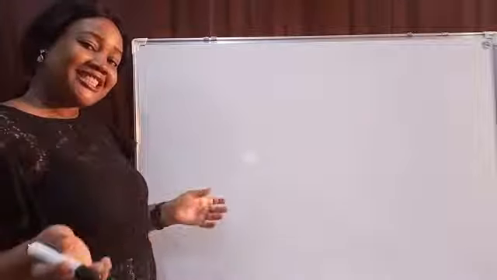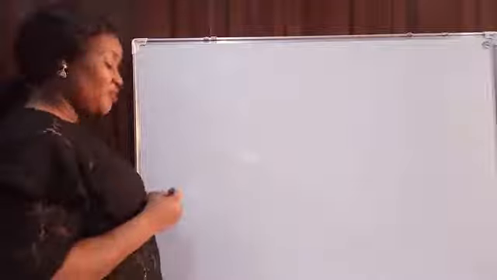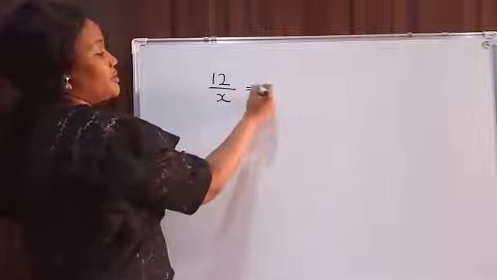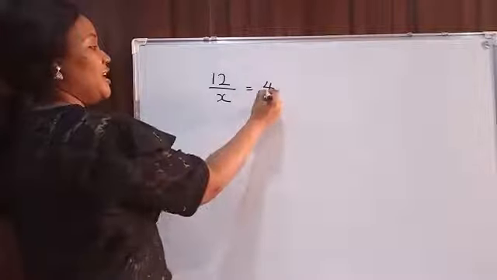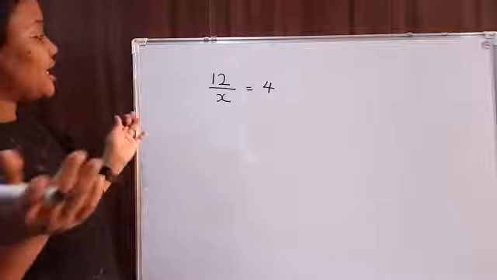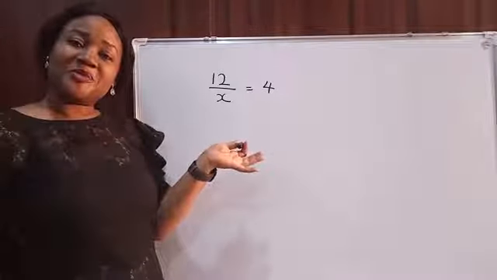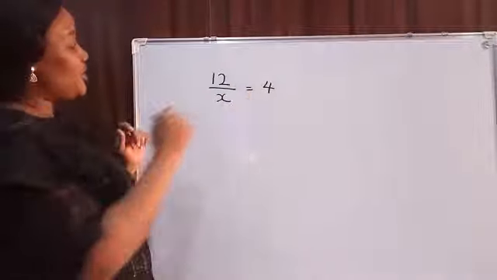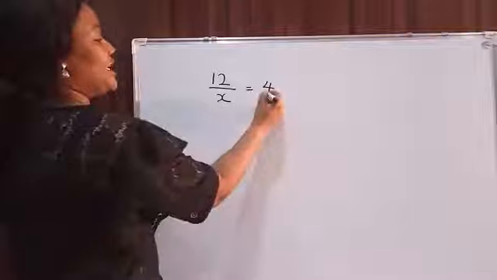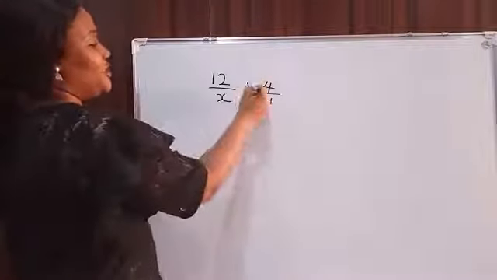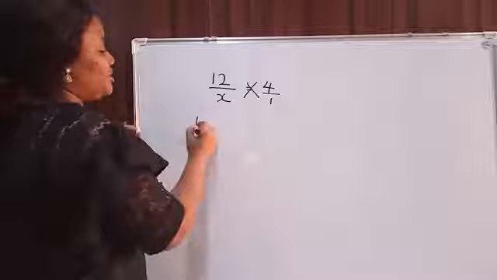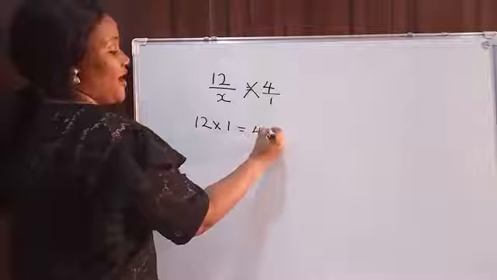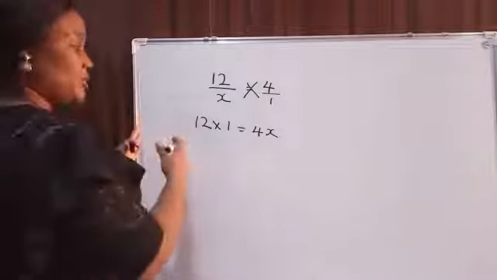Okay. Let's try another example. If we have 12 over x equals 4, what do we do? We can cross multiply. So we say 4 over 1 and you cross multiply. You have 12 times 1 equals 4x. That's 4 times x equals 4x.